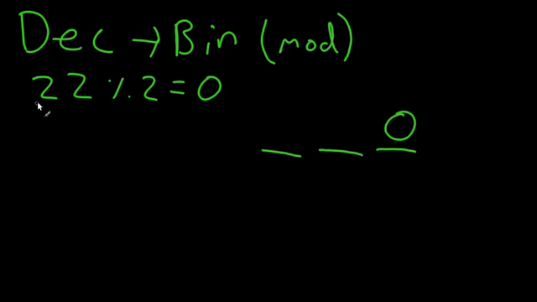Now, if we divide this decimal number by 2, that is essentially like shifting our binary number to the right. So we can now ignore this rightmost bit. So now we just want to see what 11 is in decimal. Sorry, we want to see what 11 is in binary.